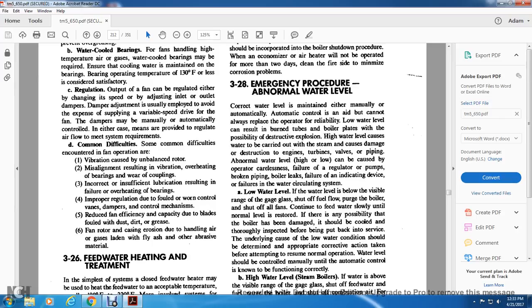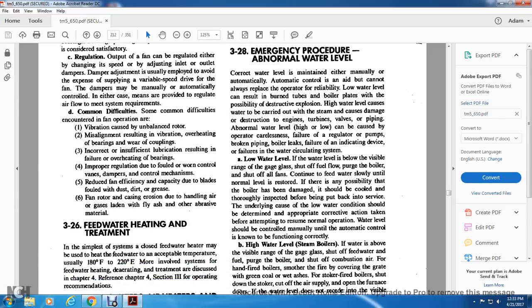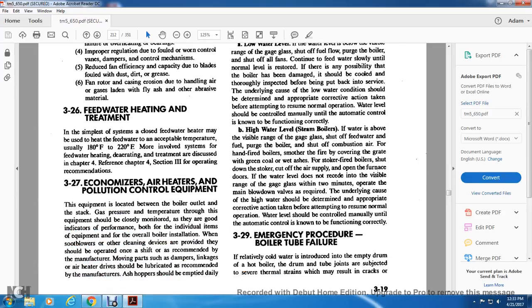Common difficulties. Some of the common difficulties encountered in fan operation are: vibration caused by an unbalanced rotor; misalignment resulting in vibration; overheating of the bearings, worn couplings, or incorrect or insufficient lubrication resulting in failure of the bearings through overheating; improper regulation due to worn valves, control vanes, dampers, or the control mechanism; reduced fan efficiency and capacity due to blades fouled with dust, dirt and grease; and fan rotor and casing erosion due to handling air and gases laden with fly ash and other abrasive material.